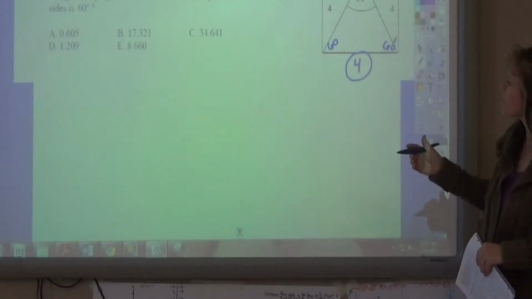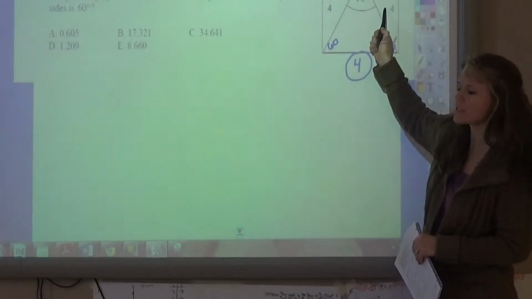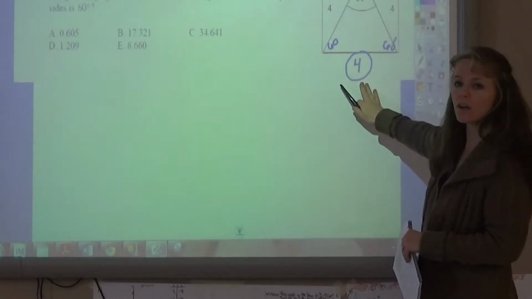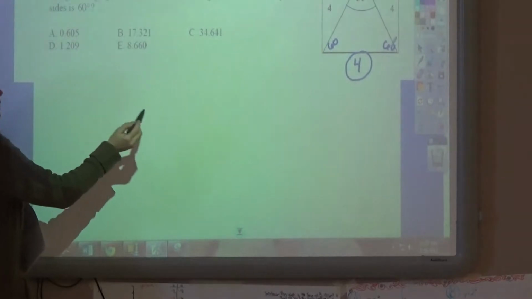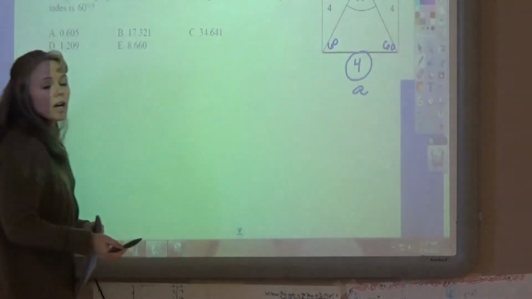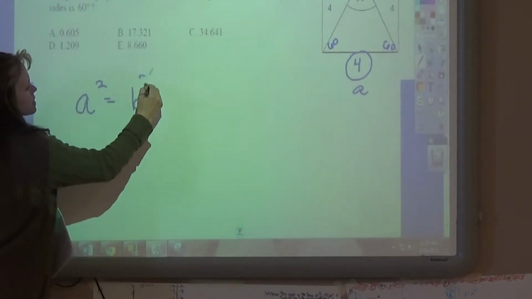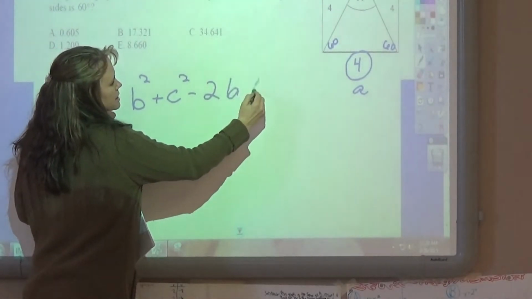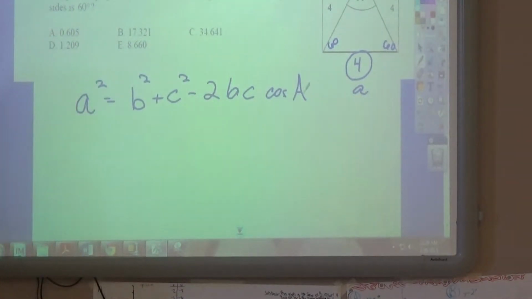So what I started out thinking about was, I know this angle is 60 and I know these two sides, and I wish I knew something about the side across, so I used law of cosines. I'm going to do A being this bottom side, and then B and C are these two unchanging sides. So I start with A squared equals B squared plus C squared minus 2BC cosine of angle A, which will be that top angle that's also changing.